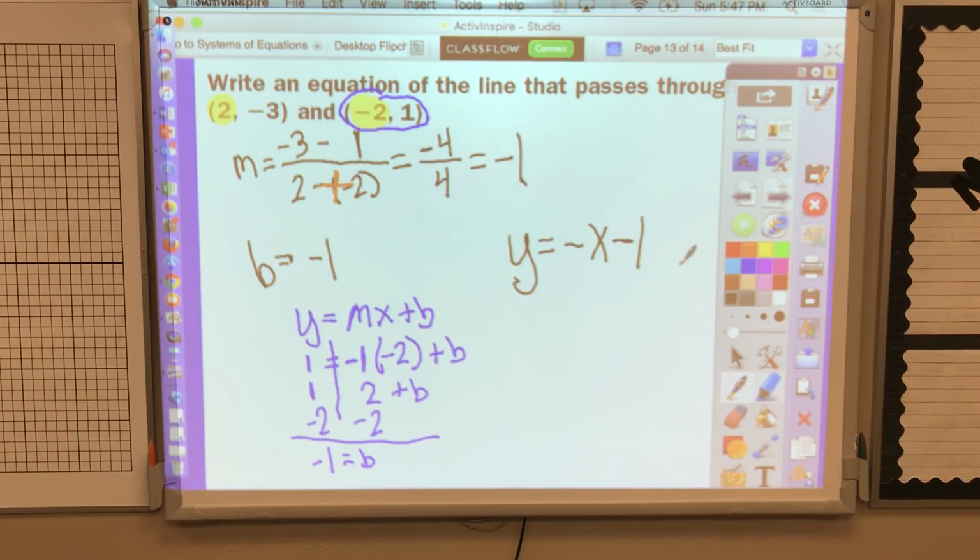And there's writing an equation in slope-intercept form. y equals mx plus b.